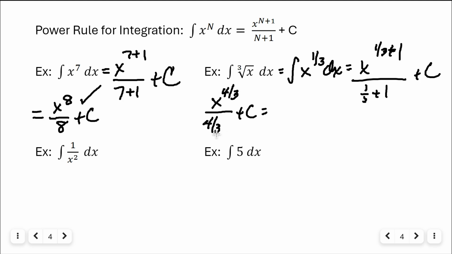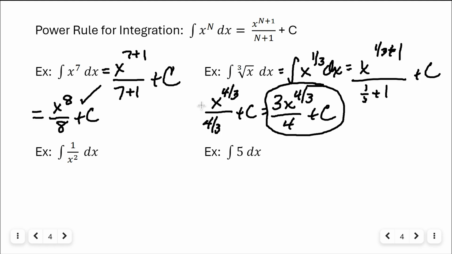You cannot leave a complex fraction. So we're going to keep this, change this to multiplication, flip over that fraction. It becomes 3x to the 4/3 over 4 plus c. Okay? And most of the time, you're going to skip to this final step. You're not going to write this thing here with this fraction underneath. You're going to skip right to here where you flip it over. All right? And again, if you derive this, you better get back to x to the 1/3.